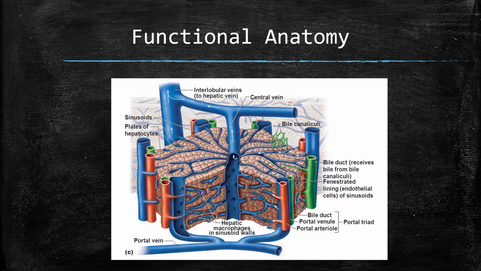And so blood flows from the portal vein and the hepatic artery into the hepatic sinusoids. The sinusoids are discontinuous structures, and so the blood spills out of the sinusoids and is in contact with the hepatocytes. The blood is then recollected into the central vein, ultimately making its way to the hepatic vein.